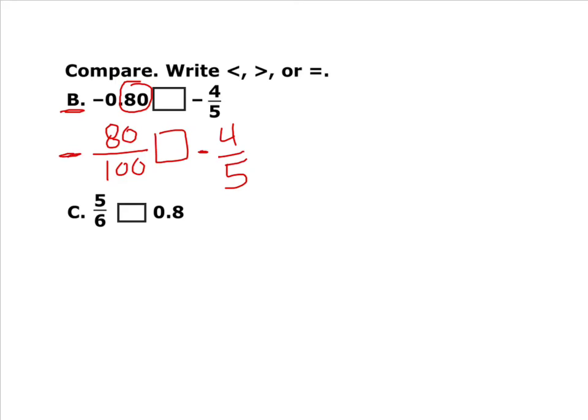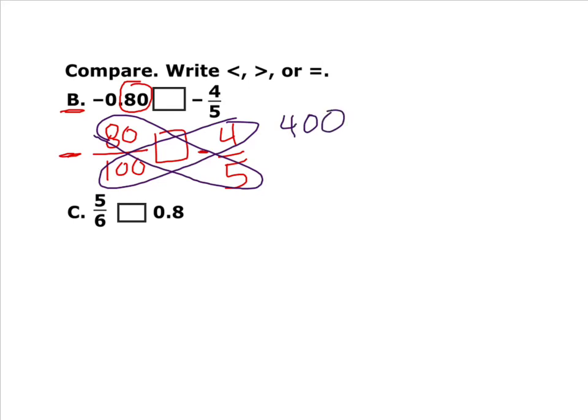Now, once I have that, I can solve this. I could find common denominators, or I could cross multiply, which I'm going to go ahead and do, using my butterfly method on this. 4 times 100, that's 400. 5 times 80, that is also 400. So on this one, 400 is equal to 400, so obviously my answer for letter B is going to be equals. Alright, easy enough. Let's take a look at letter C.